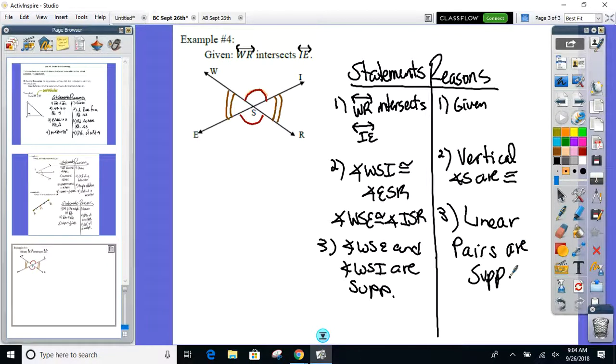Now, I know I could do these two angles, these two and these two. We could all write them in step 3, saying they're supplementary because they're linear pairs, but I'll hold off, just so we don't have to do more writing.